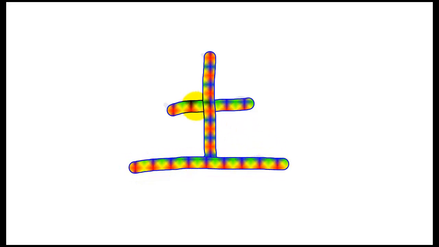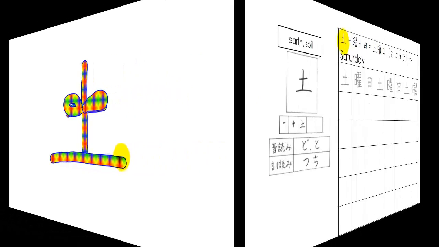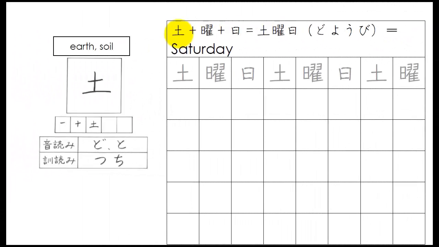The way that you can remember this is 2 little leaves growing up out of this stem, which is growing up out of the ground, and that means dirt or place or soil. And when you use it as a day of the week, it's pronounced do. We add yo, bi to get do, yo, bi. Saturday.